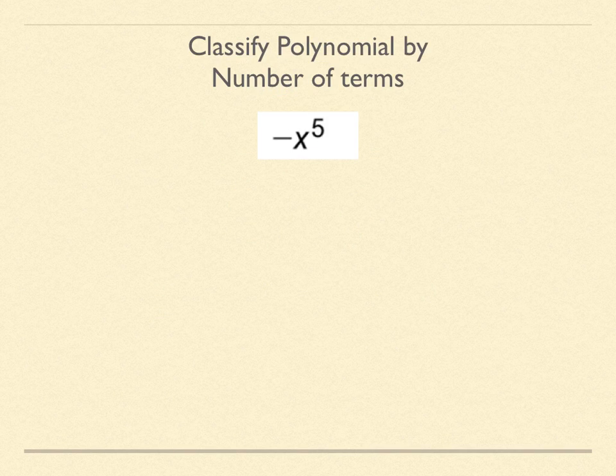What about here? Classify the polynomial by the number of terms. How many terms do we have here? 1. So when we have one term, what would it be called? A monomial.